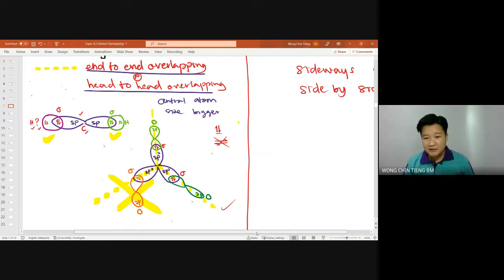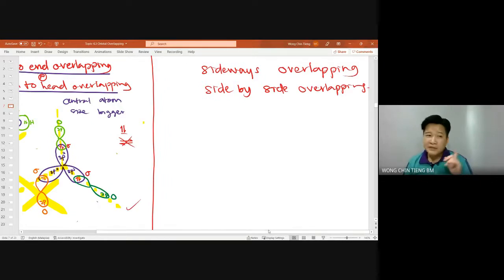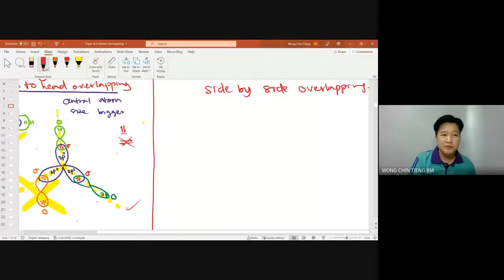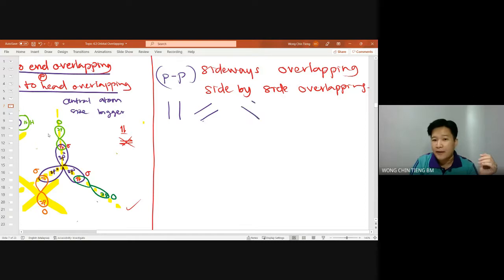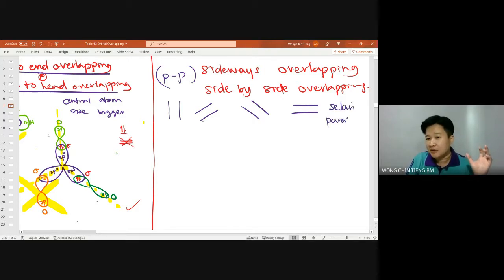And next, we are going into your sideway overlapping. Sideway overlapping is very simple. Sideway overlapping simple because it can only happen between your P and P. Mesti hanya adalah P orbital dengan P orbital. Okay? Dan dia ada a few cara nak buat, tapi syarat dia, your P orbital must be parallel to each other. So P orbital kamu kena selari dengan kawan kamu. Kalau P orbital kamu baring, dua-dua P orbital kamu kena baring. Dia kena selari atau parallel.